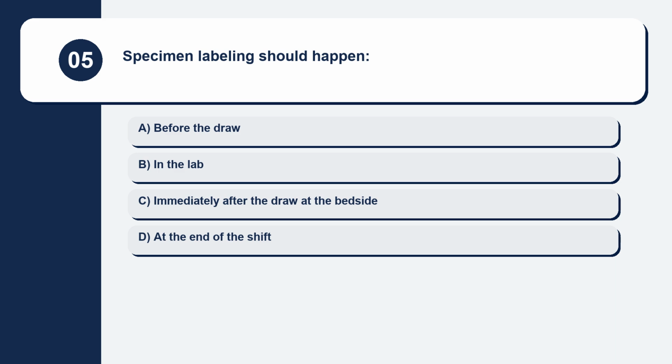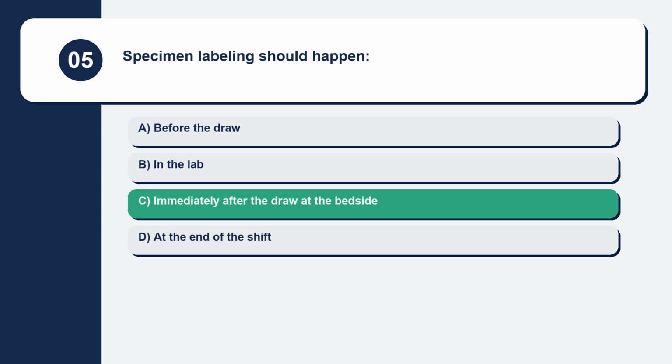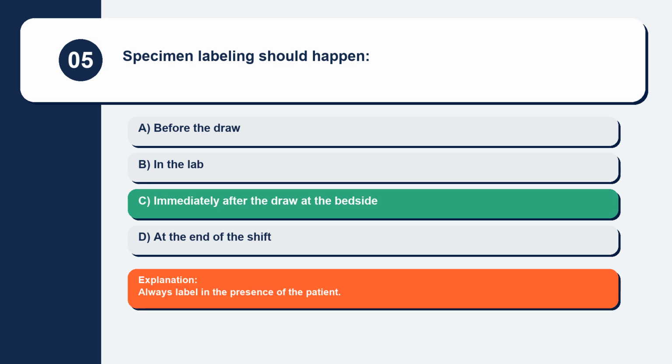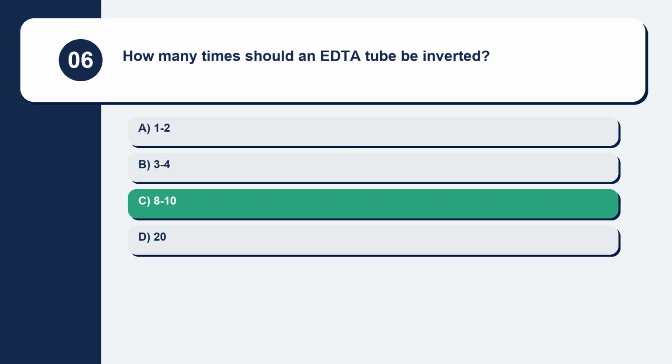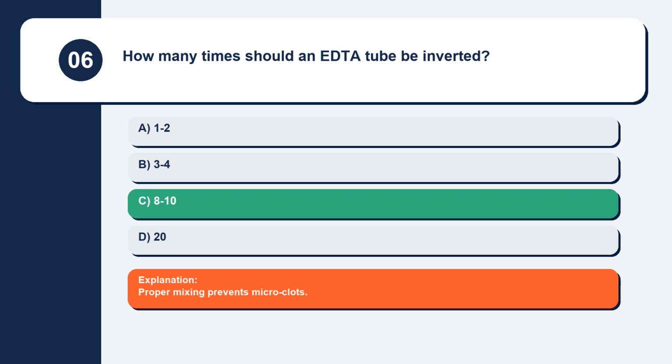Question 5. Specimen labeling should happen: before the draw, in the lab, immediately after the draw at the bedside, at the end of the shift. Always label in the presence of the patient. Question 6. How many times should an EDTA be inverted? 1-2, 3-4, 8-10, 20. Proper mixing prevents microclots.